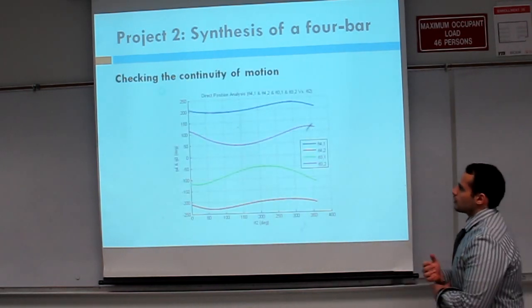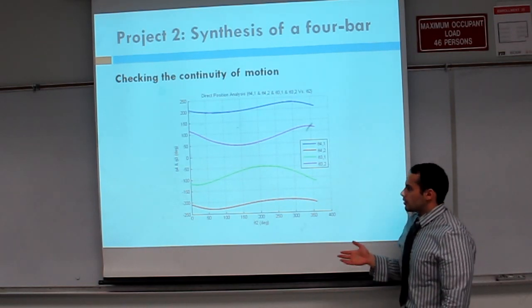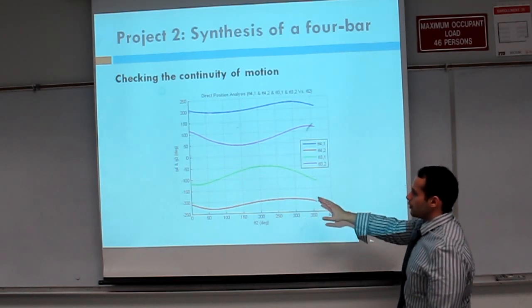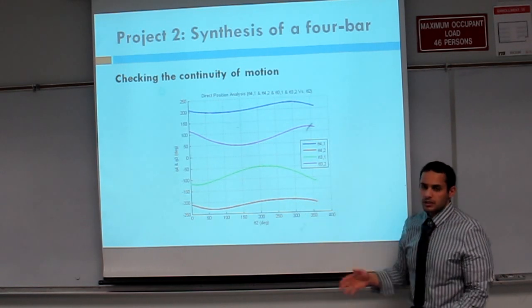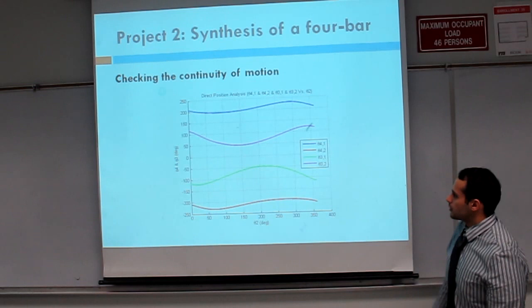This is the figure of the continuity of motion, and the output is θ2, which shows how smooth the waves are, which means that there are no lockups or singularity of the motion system.